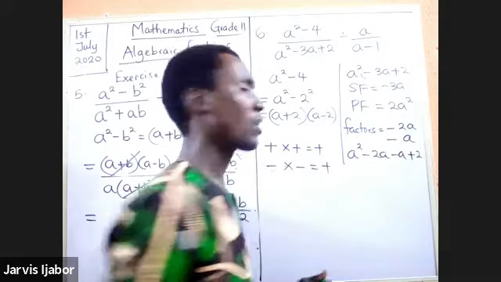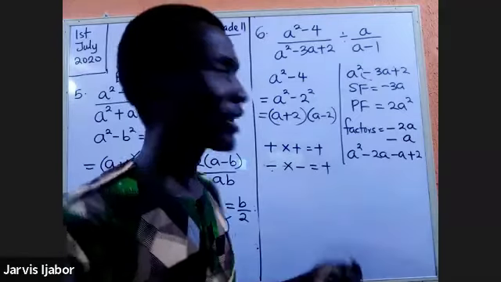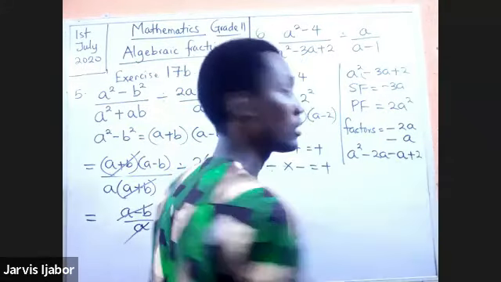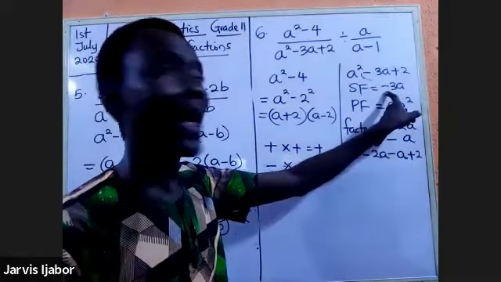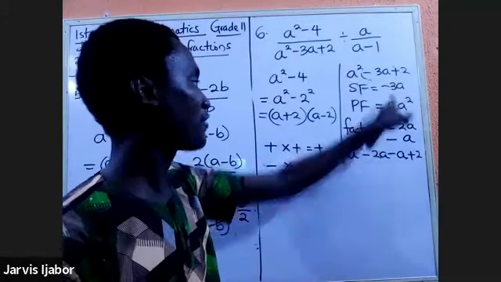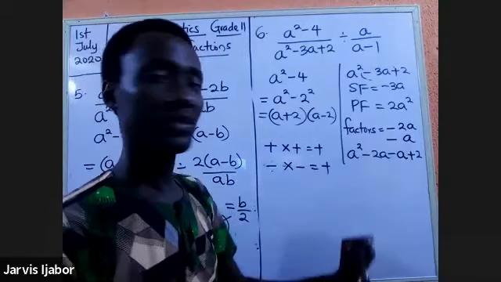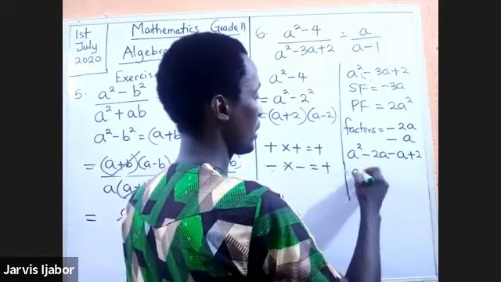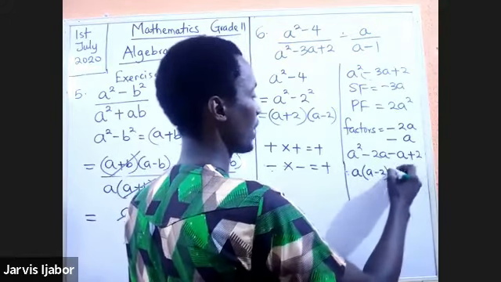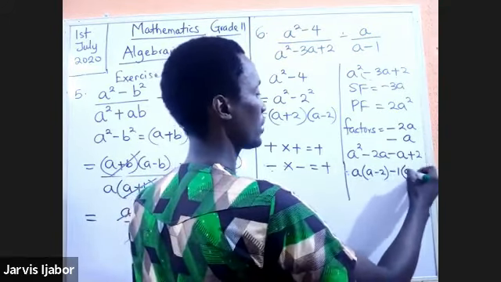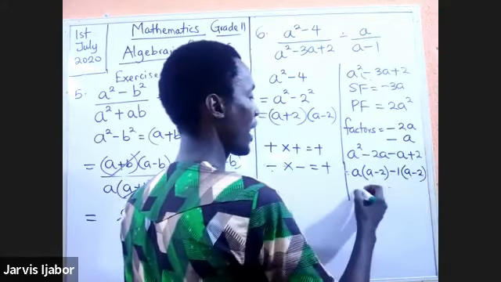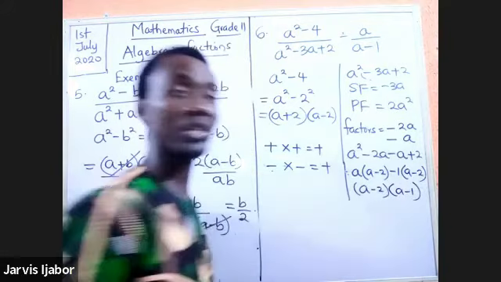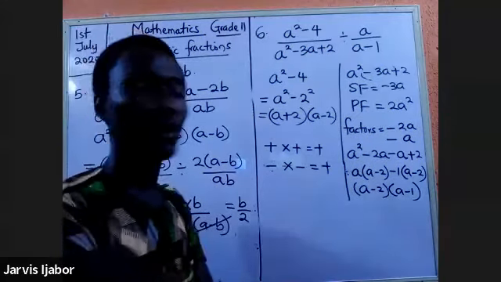The question is, Uncle, what have you done? What I've simply done is to replace where I have minus 3a with this. As such, this will give me a into a minus 2 and minus 1 into a minus 2. So what do I have? I will have a minus 2 into a minus 1. So those are the factors we are going to get.